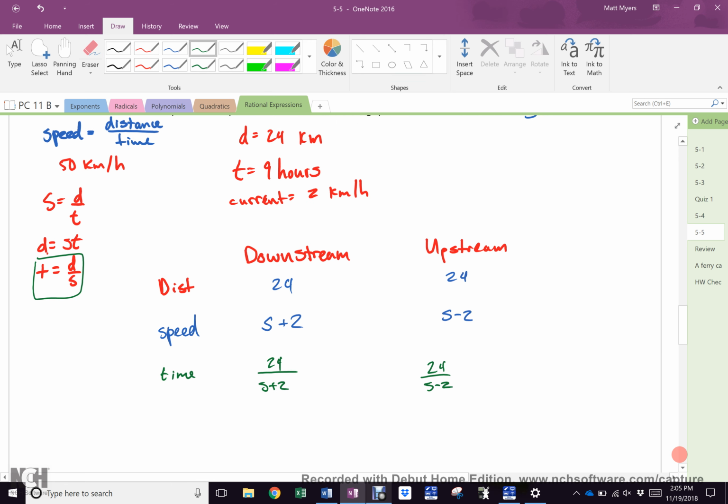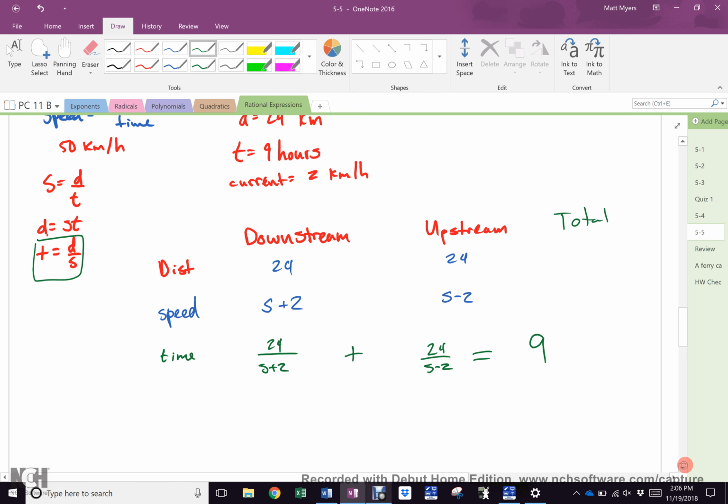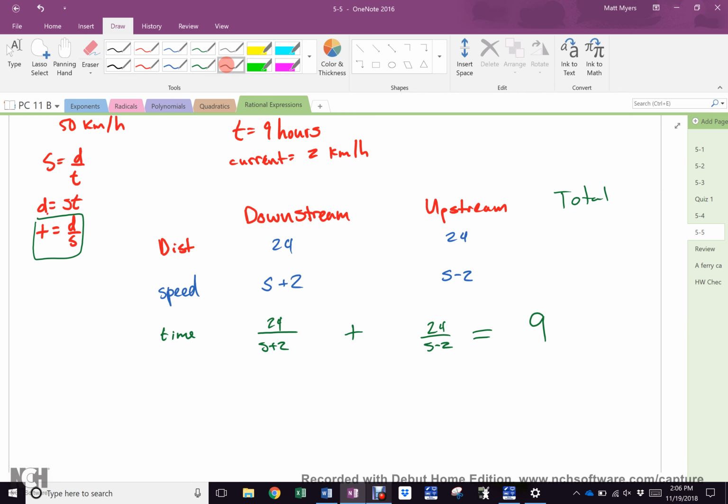Now, if that's his downstream trip and that's his upstream trip, what math must I do to find out his total time? Plus. I must add them to get a total time of what? 9 hours. And now, what's my equation? 24 over S plus 2, plus 24 over S minus 2, equals 9. How will I solve it? I'm not going to solve it. That's going to be your first piece of work, because that's not the new stuff, is it? That's what we've just spent the last 4 days doing.